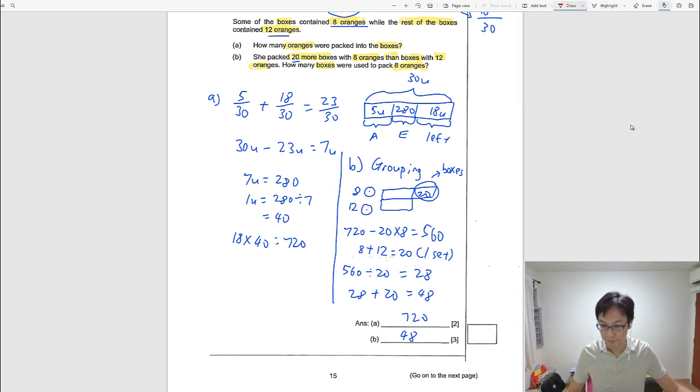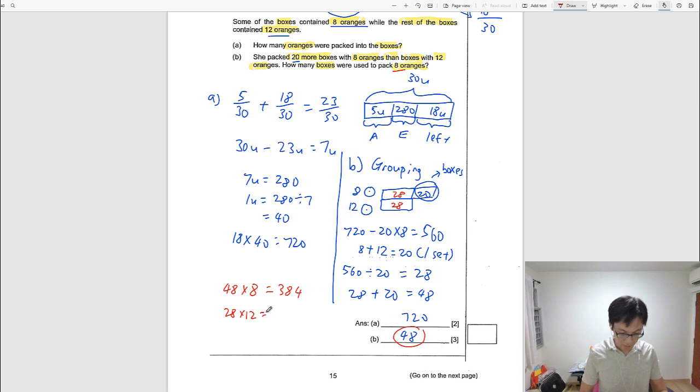Okay, so we know that there are 48 boxes of 8 oranges. Okay, so let's work backwards. Let's take 48 times 8. If you take 48 times 8, you get 384. Alright, and we know that this is 28, correct? 1 unit just now we found that is 28. And we take 28 times 12.